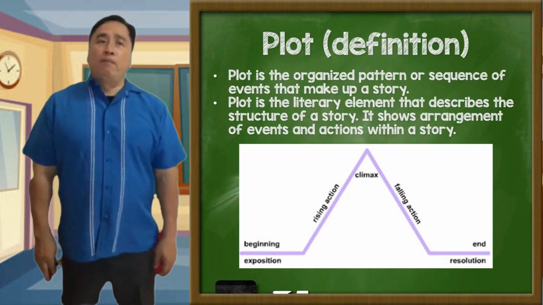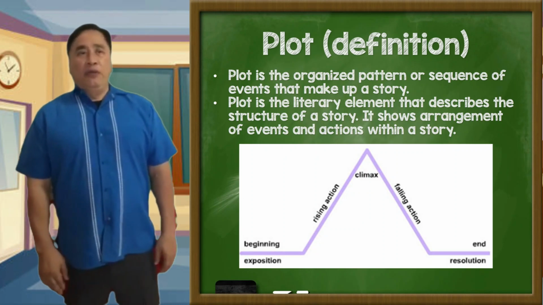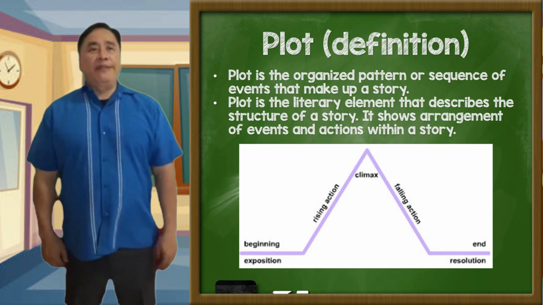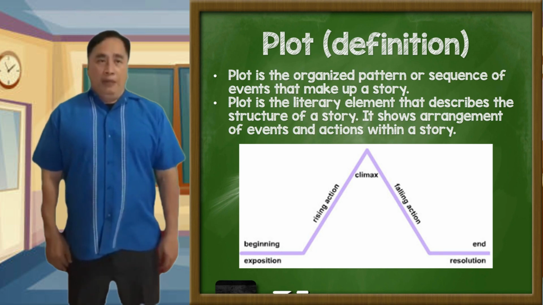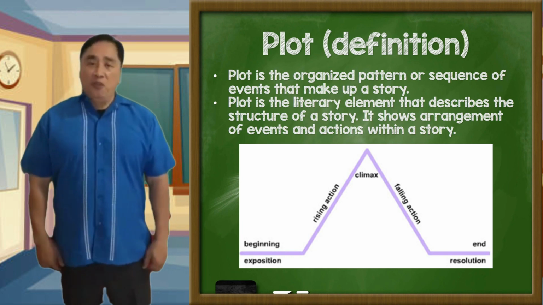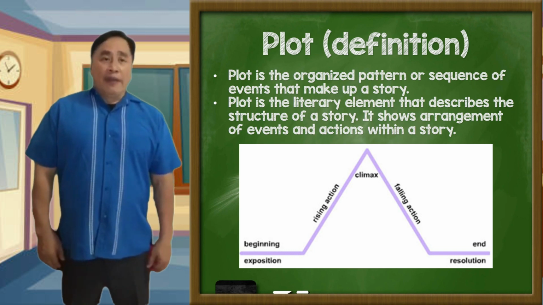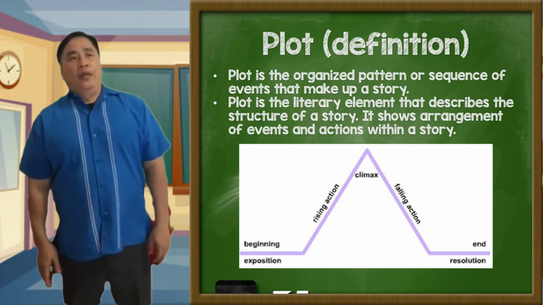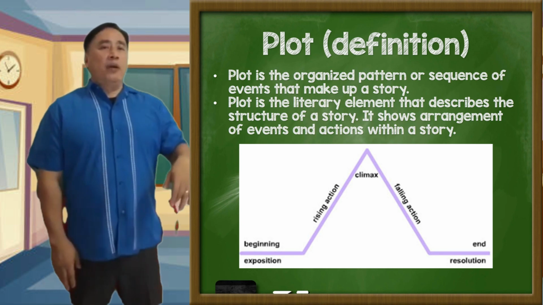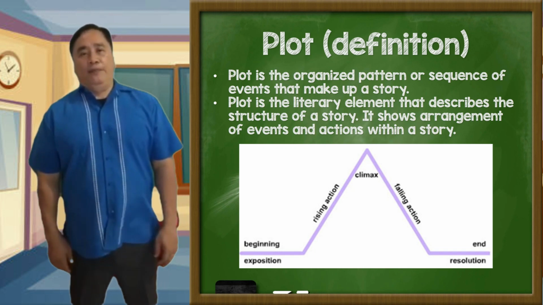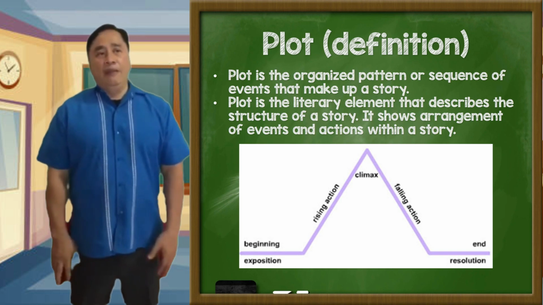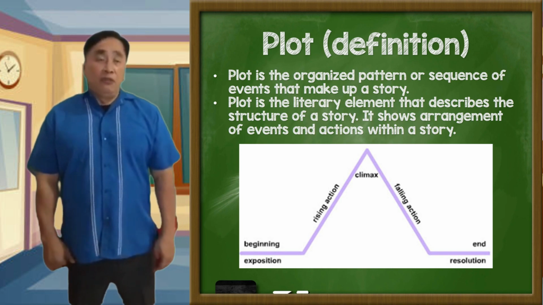Next is the most important part of the story elements, that is the plot. Plot is the organized pattern or sequence of events that make up a story. Plot is also the literary element that describes the structure of a story. It shows the arrangement of events and actions within a story. Now we can see in the illustration, the first part of a plot is the exposition, after which is the rising action, followed by the climax, and then the falling action, and at the end we have the resolution.